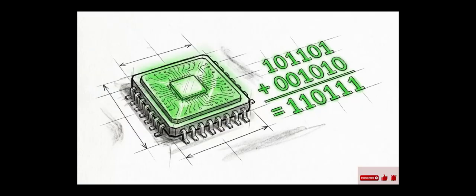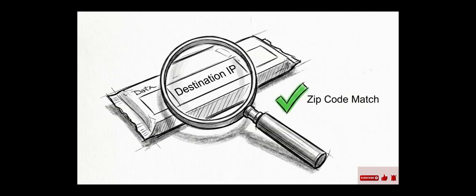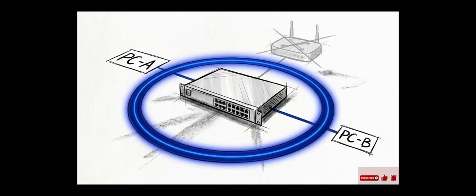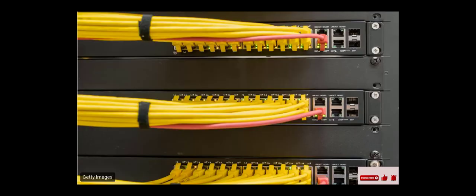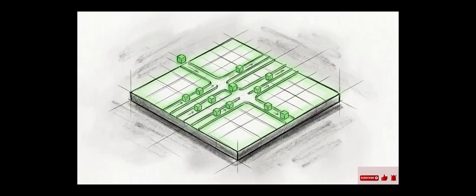identify individual computers. Because PC A and PC B share that identical mask, they perform a quick piece of binary math before sending any data. They check the destination IP, realize they share the same zip code, and know they can broadcast messages directly across the local switch without routing traffic out to the open internet. The physical cables dictate where the data can go, but this mathematical filter dictates exactly how the network behaves.